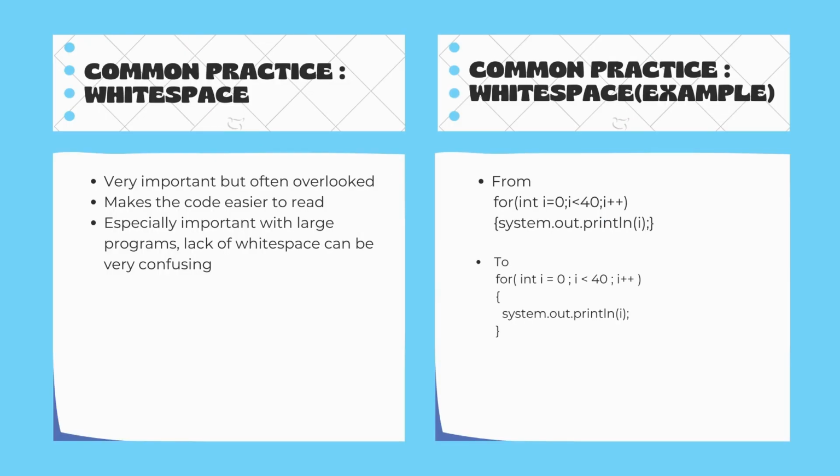The third common practice of coding standard is white space. It is very important but often overlooked. White space makes the code easier to read, especially important with large programs. Lack of white space can be very confusing. This is an example line of code with white space and without white space.